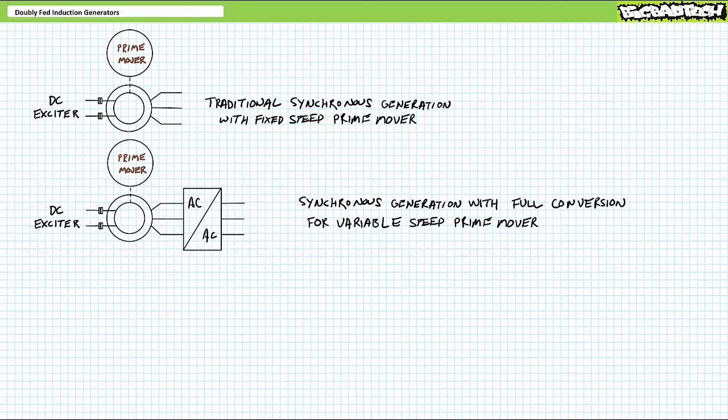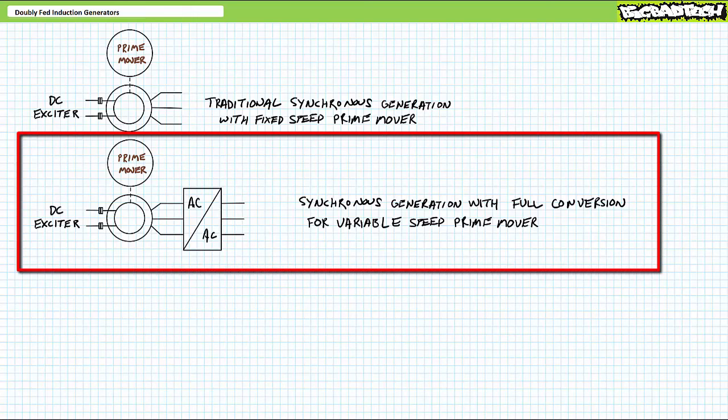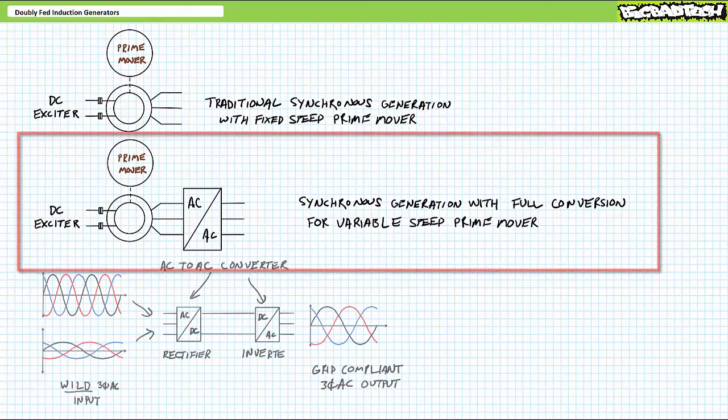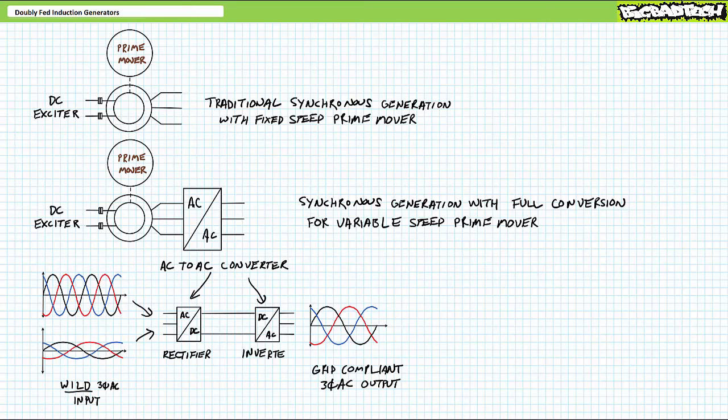One of the ways you could use a synchronous generator with a variable speed resource like wind would be to perform what's called full conversion. Here, an electrically excited or even a permanent magnet synchronous generator is essentially driven at whatever speed is driving it by the variable speed resource, so it produces wild 3-phase AC, meaning 3-phase AC without any regard for proper phase sequence, phase shift, voltage magnitude, or frequency.